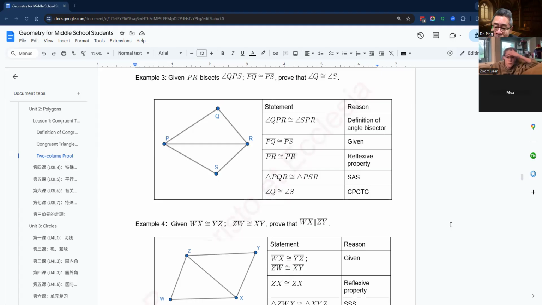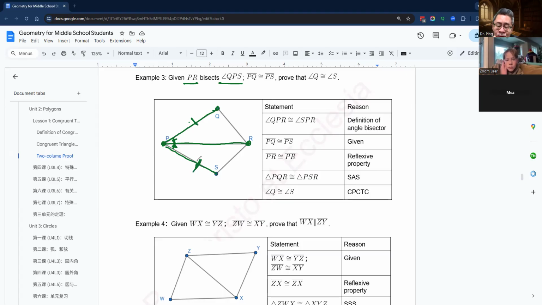For example 3, we are given PR bisects angle QPS. Where's the QPS? Q is here, P is here, S is here. So we're talking about this angle. And we see that PR is here, R is here. So PR is this line. We see this line bisects the angle QPS. That means this part and that part are congruent. And we also know PQ, which is this line, is congruent to PS, this line. So we know this and this are congruent.